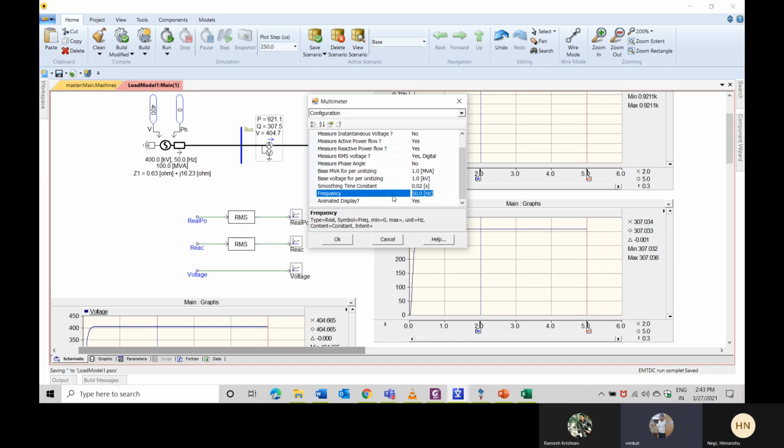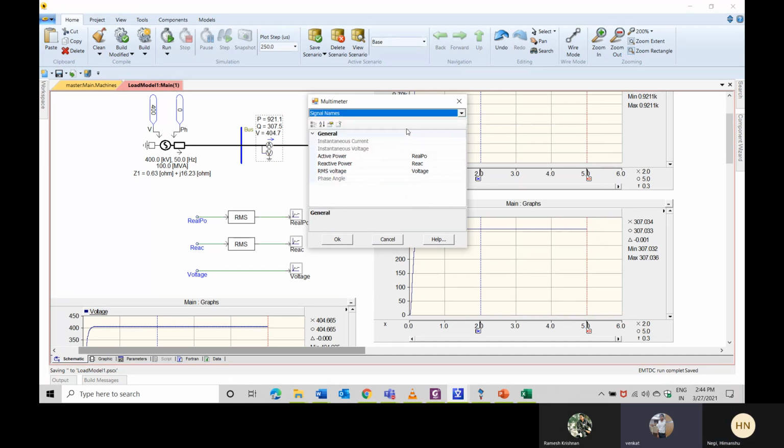Whenever you use meters, you have to change this to 50 hertz or 60 hertz, depending on the system frequency which you have. Now we are trying to measure real power, reactive power, and RMS voltage. Then we have to put some names for this meter.